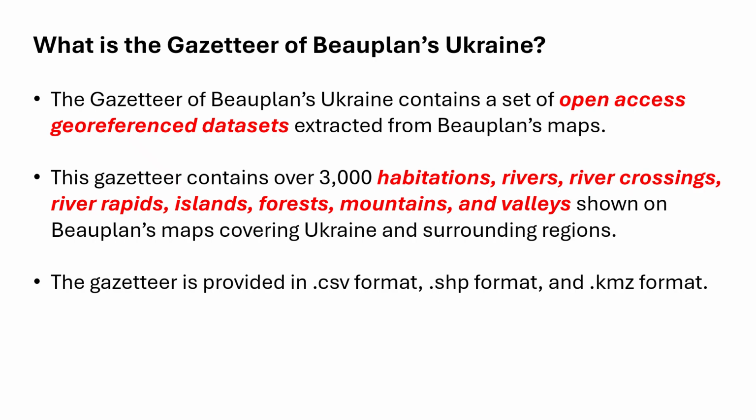The Gazetteer contains over 3,000 habitations, rivers, river crossings, river rapids, islands, forests, mountains, and valleys shown on Beauplan's maps covering Ukraine and surrounding regions. The Gazetteer provides this information in CSV file format, shapefile format, and KMZ file format.